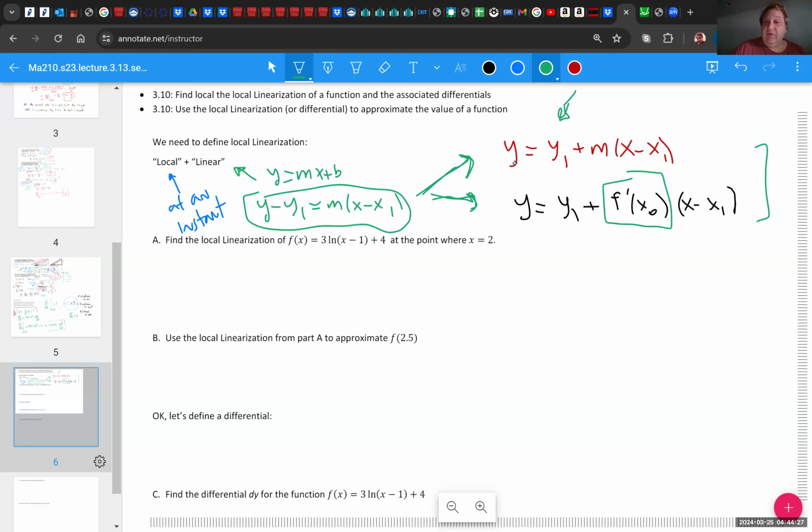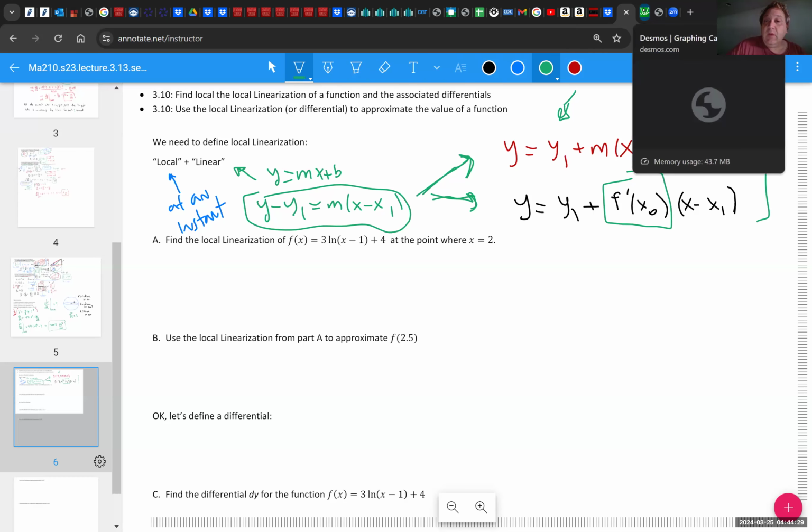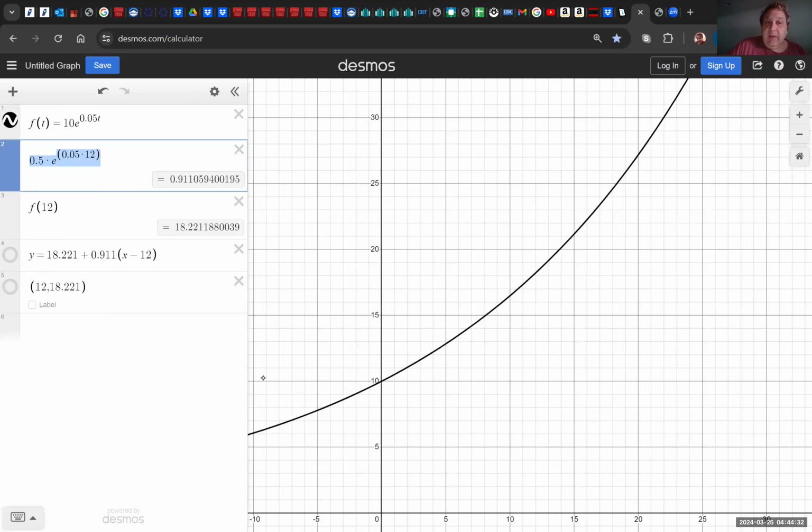First of all, I'm going to give you a visual of what we're going to be looking for. So I'm going to pop over to Desmos. I have an equation here. The function is 10 e to the 0.05t. It doesn't matter what equation it is. This is just a demo problem. And I have a particular point, which is at 12. And that's this point right here. And so that's my instant. My instant is 12, and the y value, when I plugged in 12, I got 18.22 something. So I just plugged in that value, 12 comma 18.22, right? So that's my point, my instant on my function.